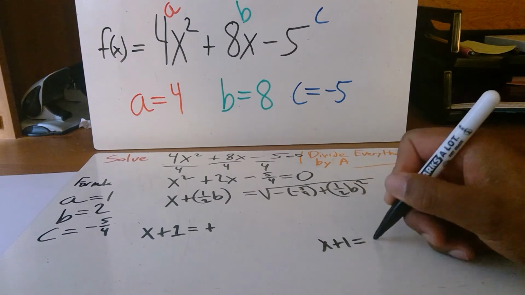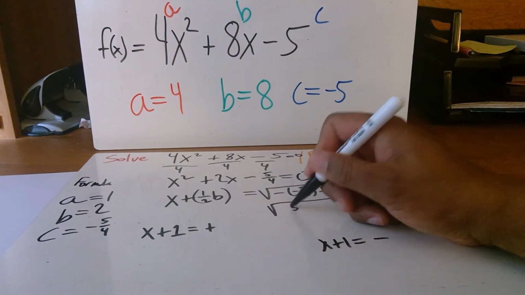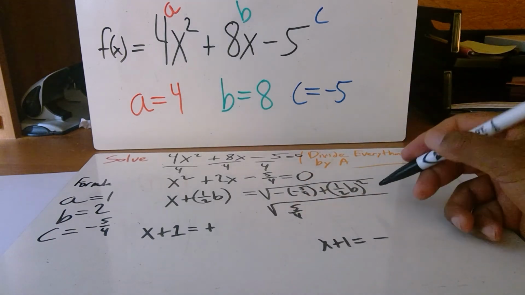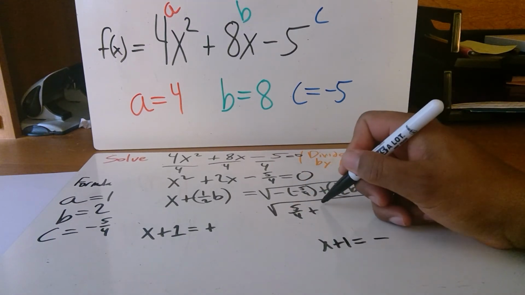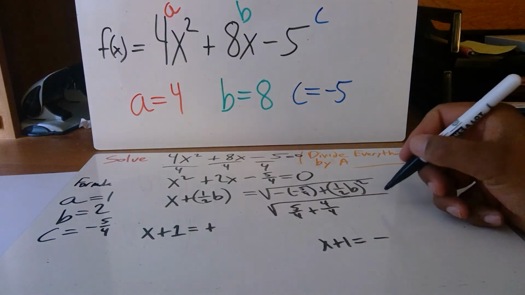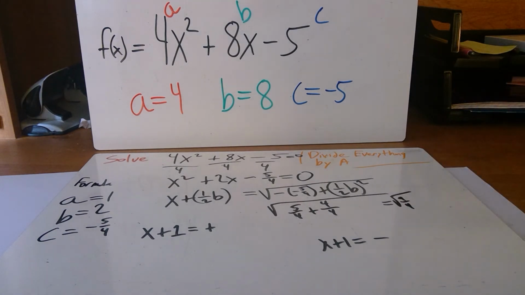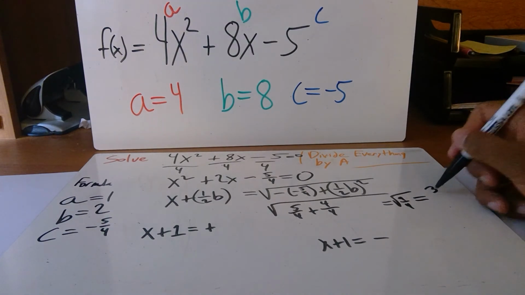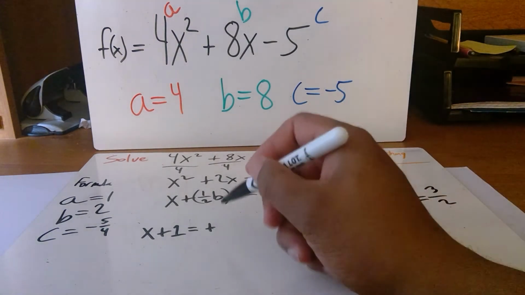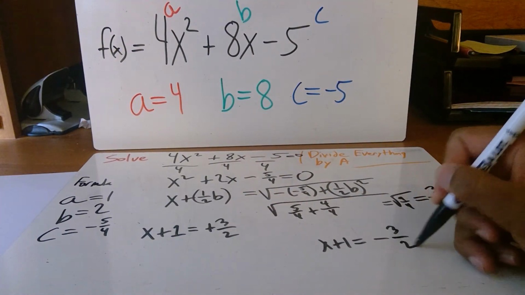X plus 1 equals a negative. This is the square root of 5/4, two negatives turn positive, plus it's 1, but I need it as a fraction so that we can add. That gives me the square root of 9/4. That's pretty simple. They're perfect squares. That makes it 3/2. So I need plus 3/2 here and minus 3/2 here.